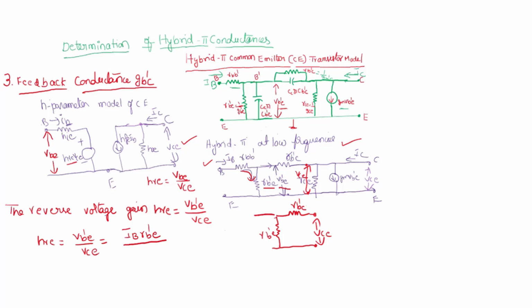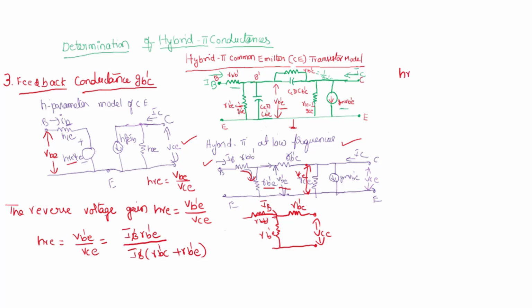From the input side, what is the current coming to this? The current coming to this is IB. Okay, let us take this, no problem, rbb'. But the current is IB, the same current. So IB is the only current which is flowing through rb'c and rb'e. So that is the reason VCE is nothing but IB of rb'c plus rb'e. Okay, so cancel your IB.